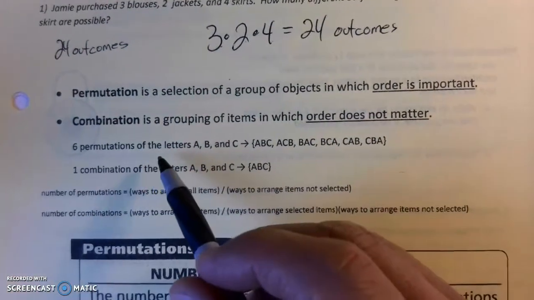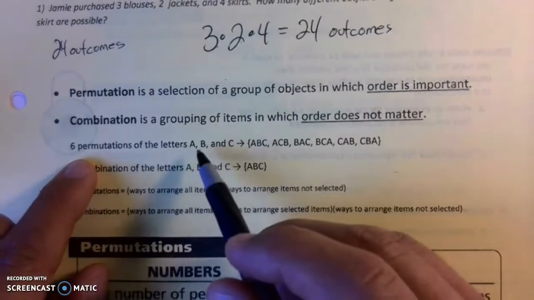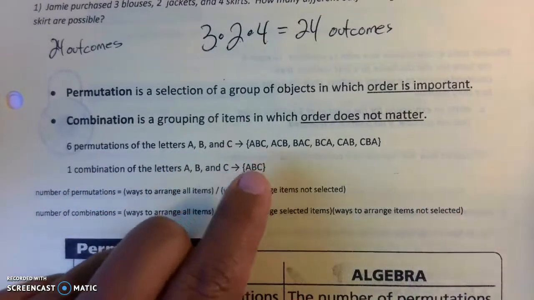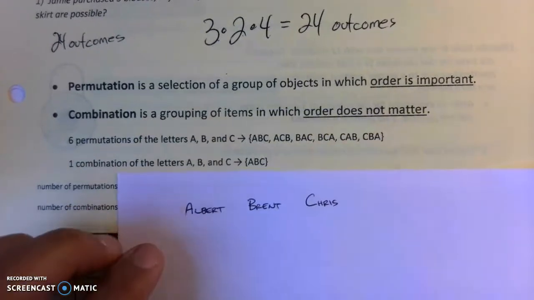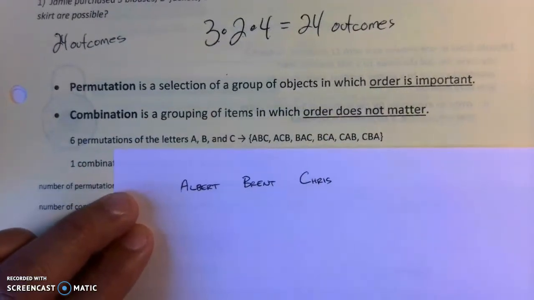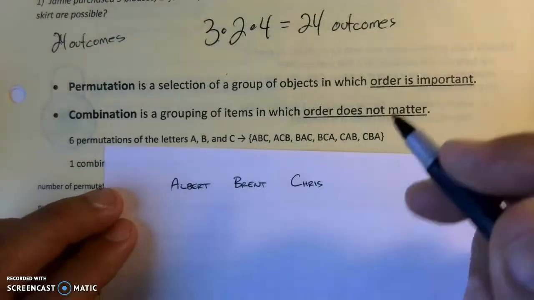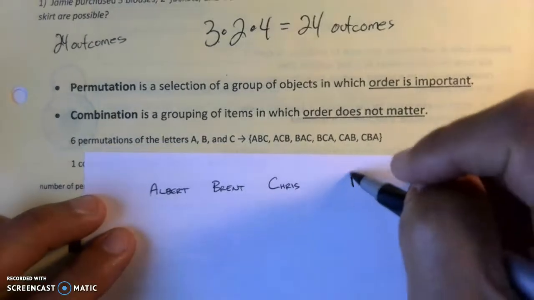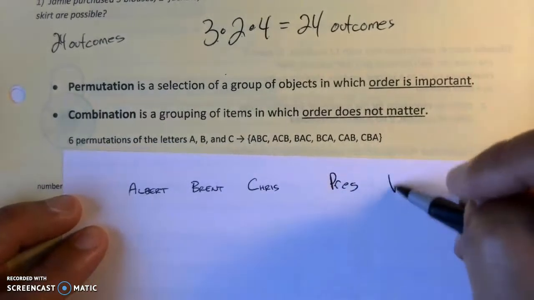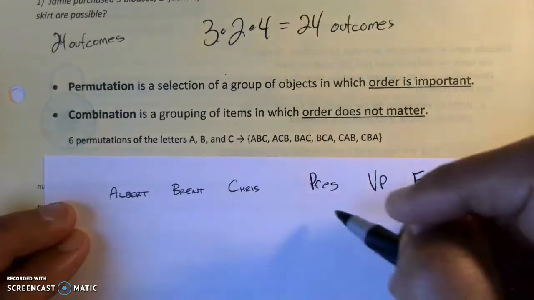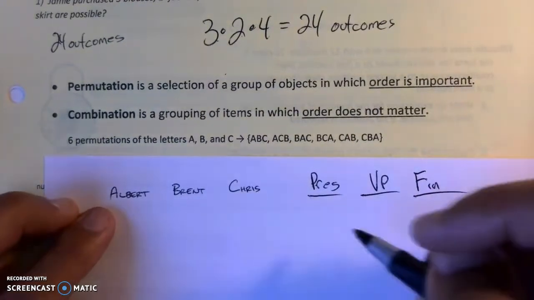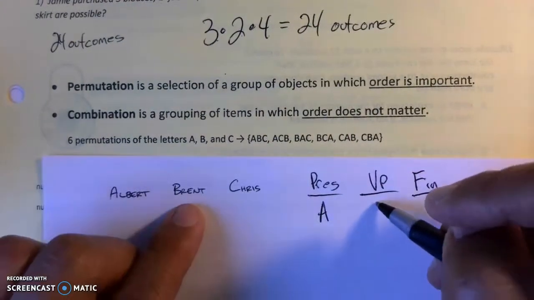So they give you an example here, 6 permutations for the letters A, B, and C. So what they're saying here is, let's say A was for Albert, Brent, and Chris. There's 3 guys here. And for permutation, order is important. So maybe the first person you pick is going to be the president. The second person is going to be the vice president. And the third person is going to be the finance guy. So A, Albert is the president.